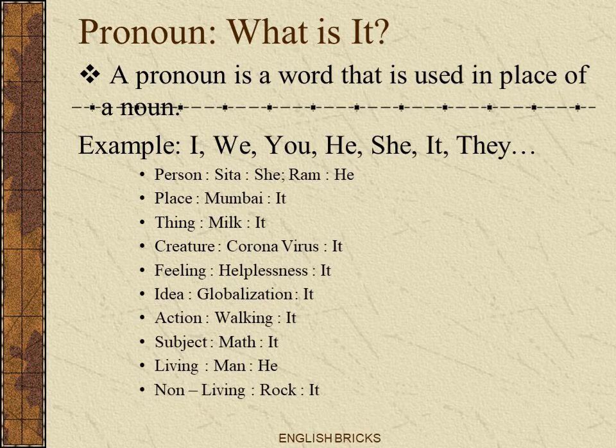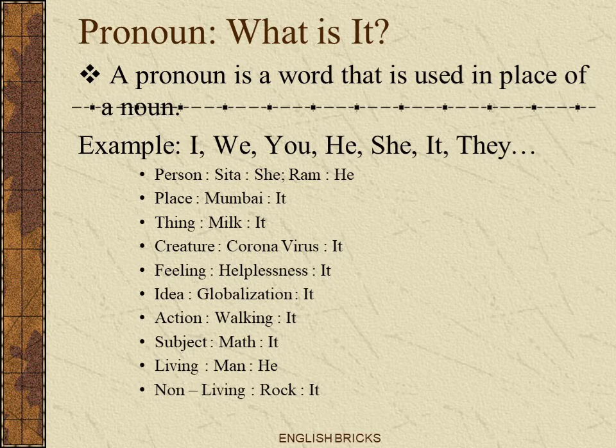The second one in our list of parts of speech is the pronoun. So what is it? A pronoun is a word that is used in place of a noun. We use a pronoun to substitute a noun. It's a vast topic, but here I am just giving you an introduction. Examples of some pronouns are I, we, you, he, she, it, they, and there are many more. We look at all of them in greater detail later.